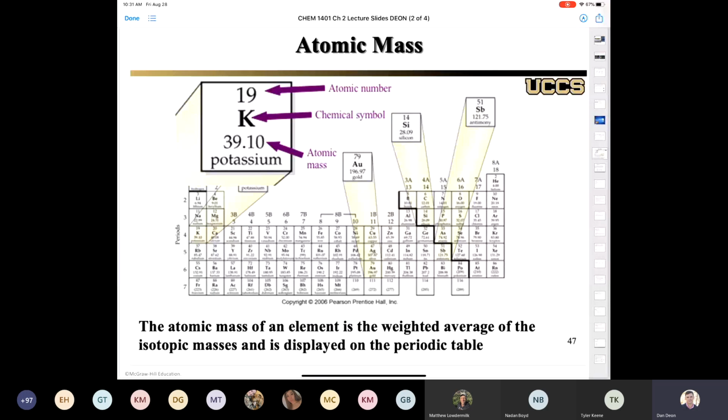Silicon has a decimal, and so does antimony. Where the hell did these decimals come from? All you've been talking about is whole numbers. Whoa, whoa, whoa, hold the phone, okay?